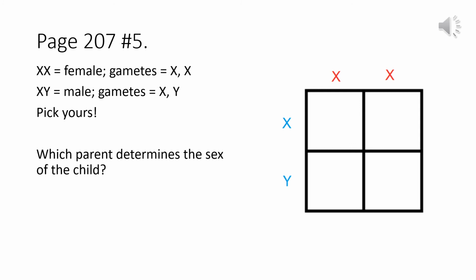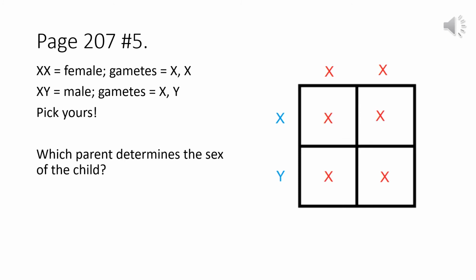Let's see. What gametes are produced by a female would be X, X. What gametes are produced by a male would be X, Y. Which parent determines the sex of the child? We can do a Punnett Square just like every other Punnett Square, although I labeled the X's and the Y's in red and blue so you can tell who was who there.